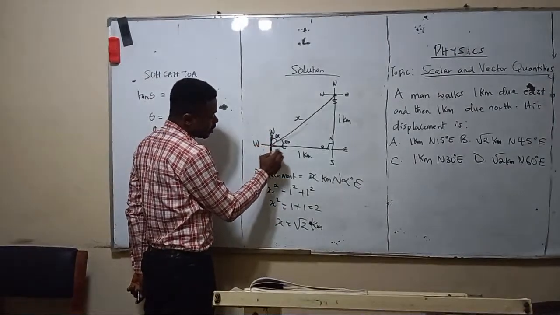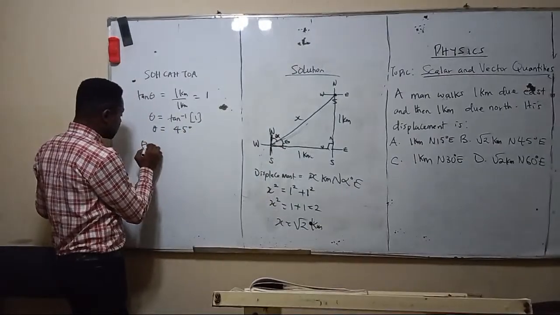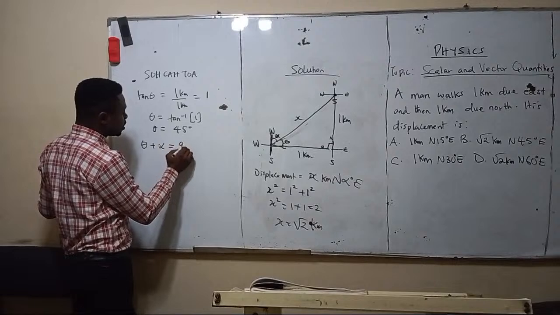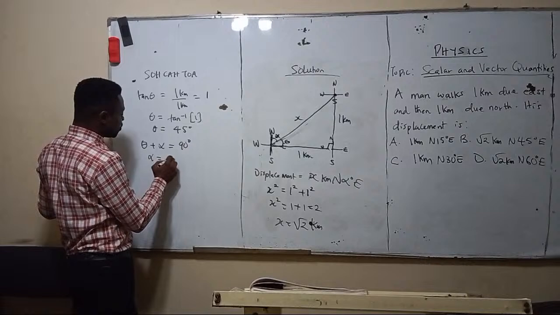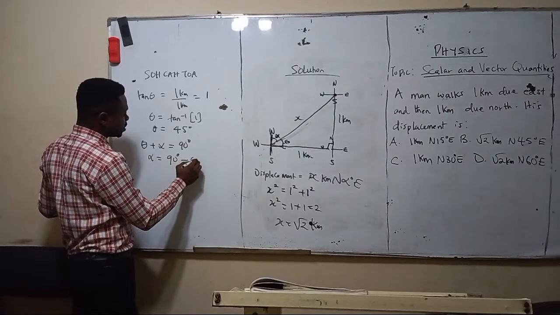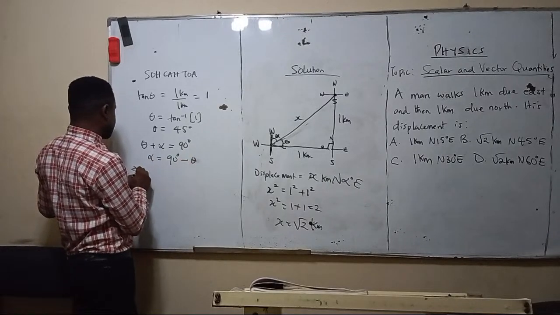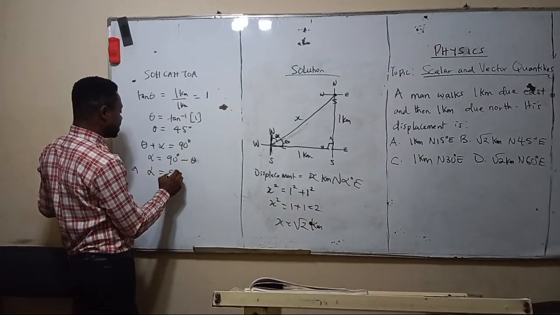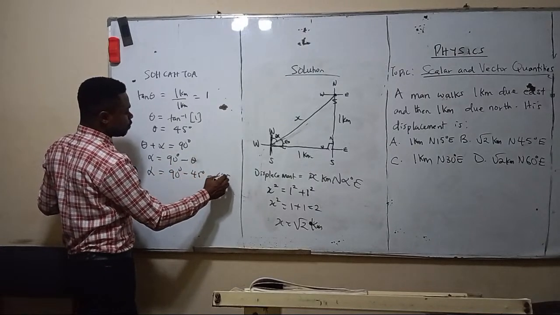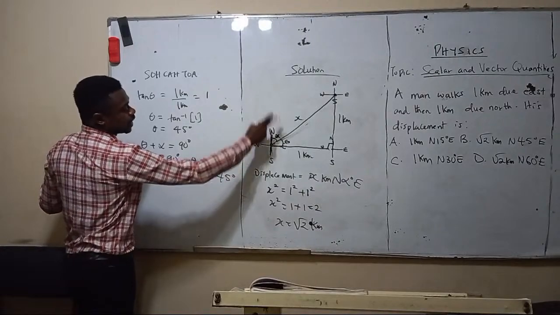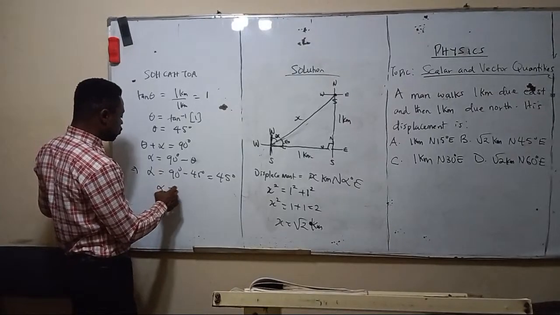Here to here is angle 90. What it means is that theta plus alpha is equal to what? 90 degrees. From the diagram, that means alpha is equal to 90 degrees minus theta. This implies that alpha is equal to 90 degrees, minus the theta we got, which is 45 degrees, which is now equal to 45 degrees. So alpha is 45 degrees, theta is 45 degrees. So we have found our alpha to be 45 degrees.